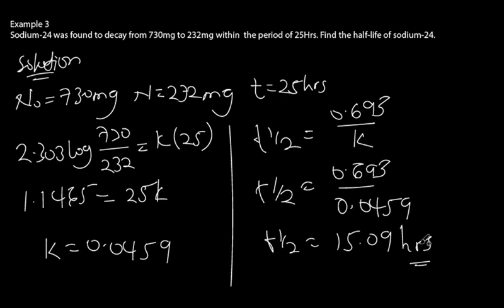So it means if you have 1 gram of sodium 24 and you place it down, after 15 hours, if you come back, you should have 0.5 grams left. If you multiply this by 2, you are going to get about 30 hours as the total time it will take for sodium 24 to completely decay. So for this particular example, after 30 hours, you should not see any amount of sodium 24 left.